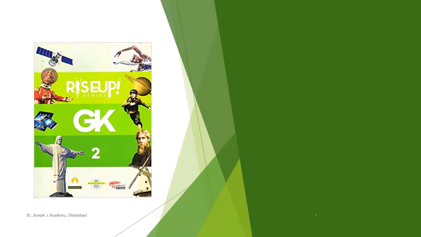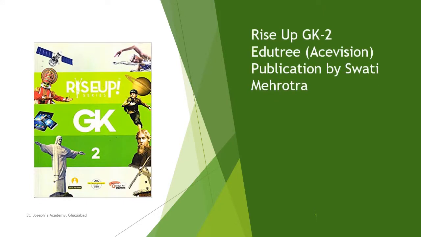By this time, you all must have got your books and you can easily identify your general knowledge book. The name of your general knowledge book is Rise Up GK 2, Adultery Publication by Swati Mehrotra. This video is for Class 2, subject General Knowledge.